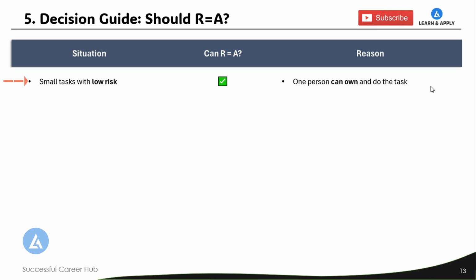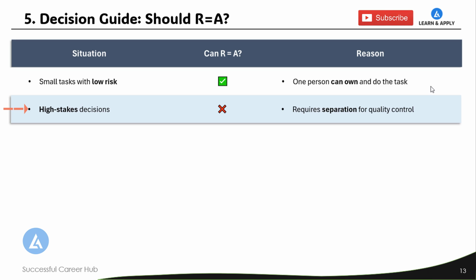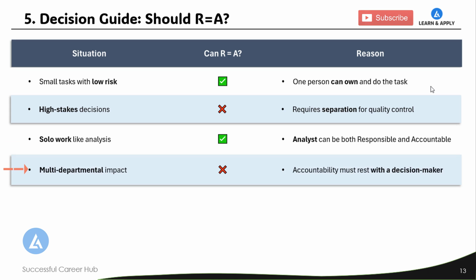Small task with low risk. If that is the situation, yes, R can be equal to A. The reason behind it is that one person can own and do the task. If the situation is a high-stakes decision, then R should not be equal to A. This requires a separation of quality control. Another situation can be solo work like analysis. In this situation, R can be equal to A. The analyst can be both responsible and accountable. Multi-departmental impact. In this situation, R cannot be equal to A. Accountability must rest with the decision maker.